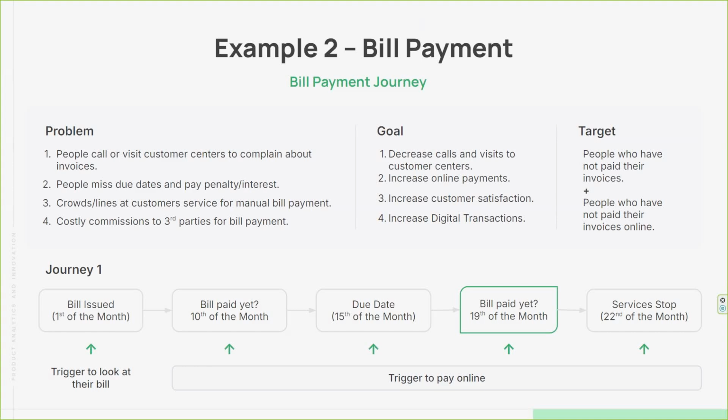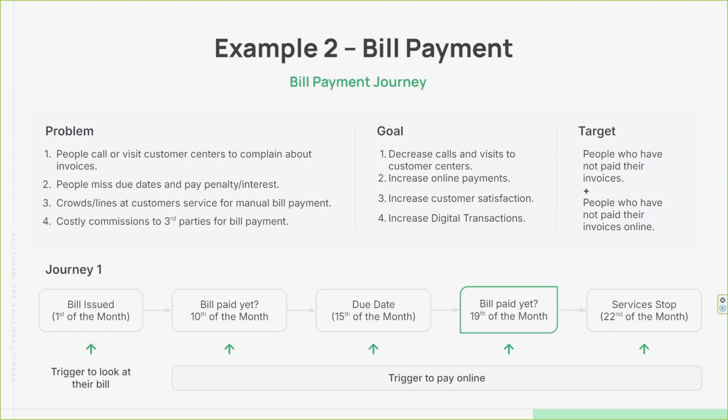Then I would check on the second trigger: hey, you haven't paid your bill yet. Click now and pay now so you don't go through the hassle of going and waiting in lines in the stores. And then I trigger them again on the due date: today's your due date. Prevent your interest charges, you can just pay now. And then keep going, informing until the end. So this would be the journey of a bill payment transaction.